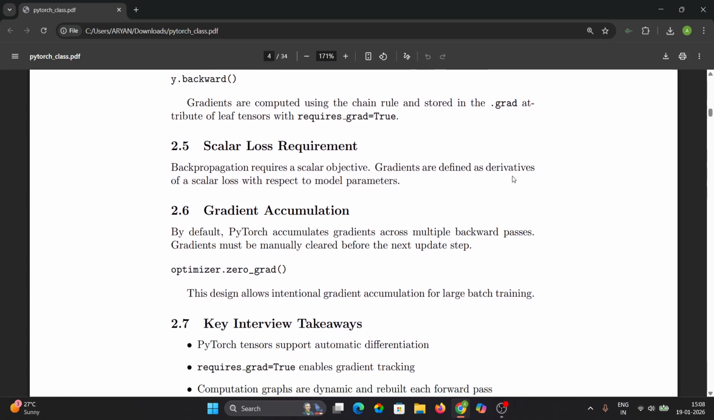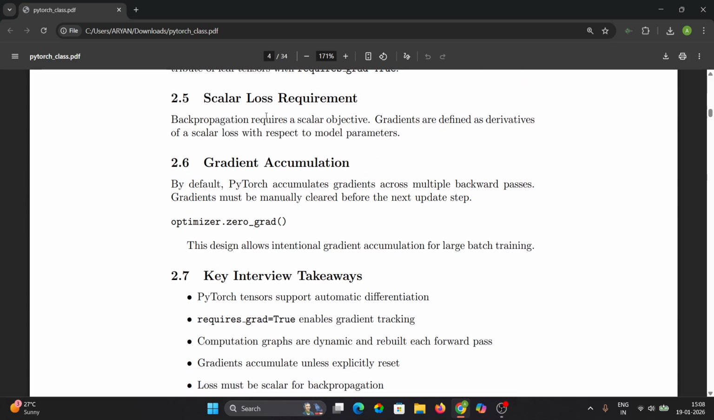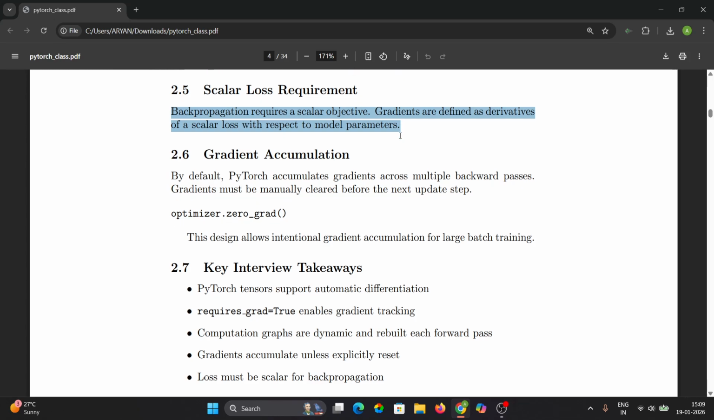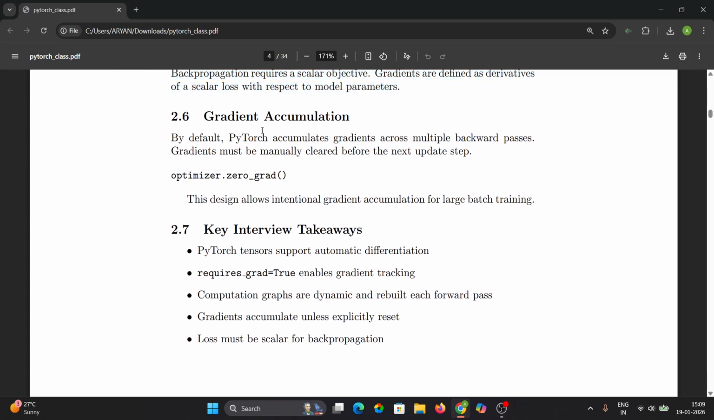Now, the scalar loss requirement. Backpropagation requires a scalar objective. Gradients are defined as the derivative of the scalar loss with respect to the model parameters. By default, PyTorch accumulates gradients across multiple backward passes. Gradients must be manually cleared before the next step.